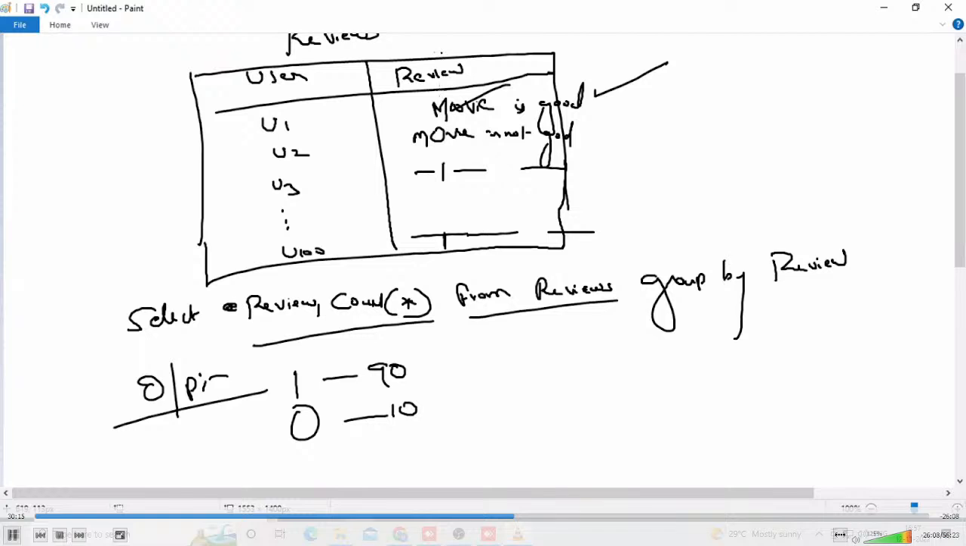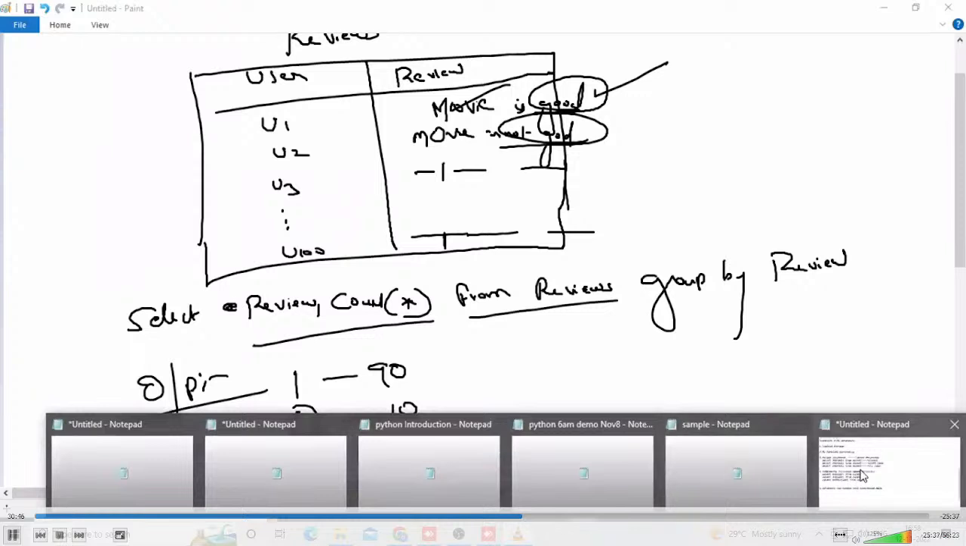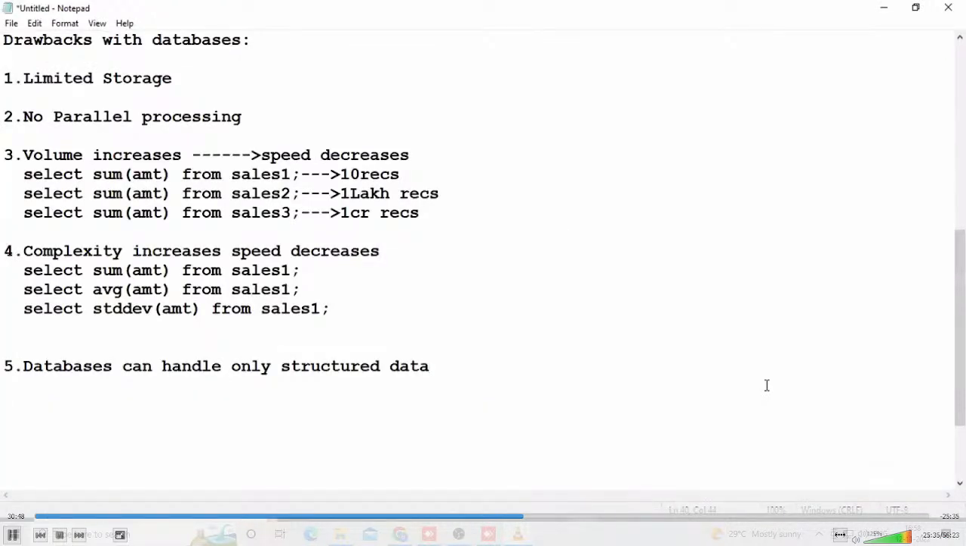It is possible, but the text data will not stay fixed, so it's not really possible. Even if you use the keyword count, it gives a wrong computation, because even "not good" has "good" within it. So it goes wrong. This kind of data can't be handled. Databases can handle only structured data; unstructured or semi-structured data can't be handled. So these are the drawbacks with databases.